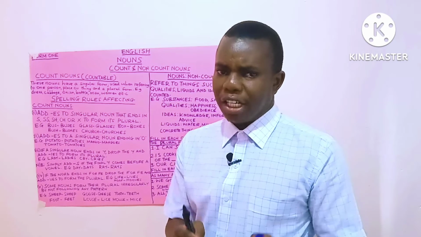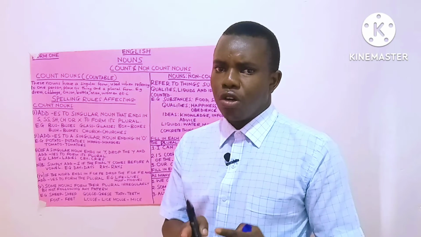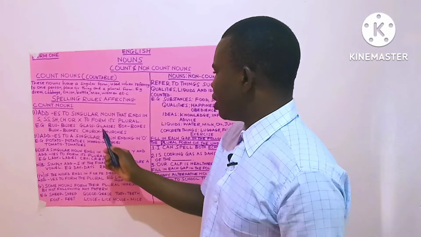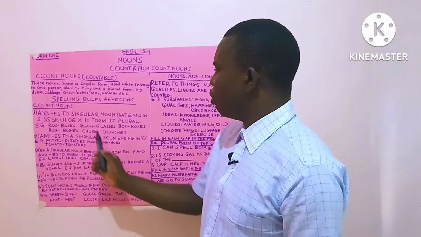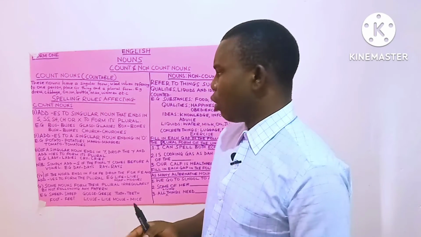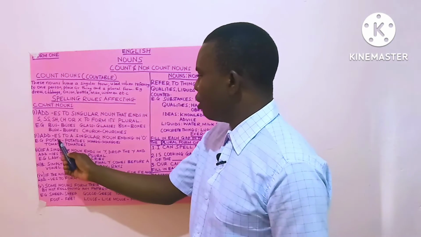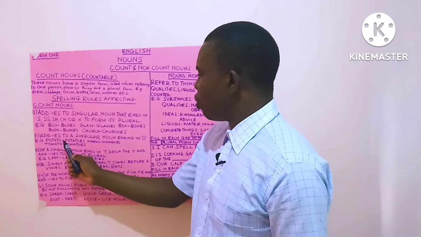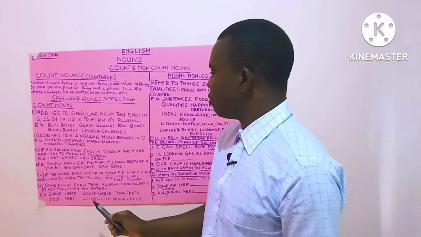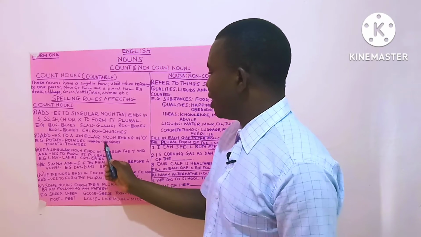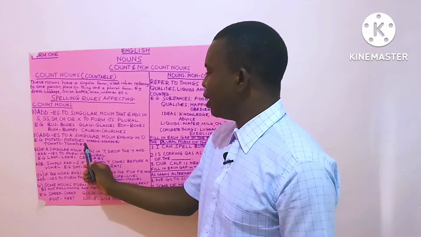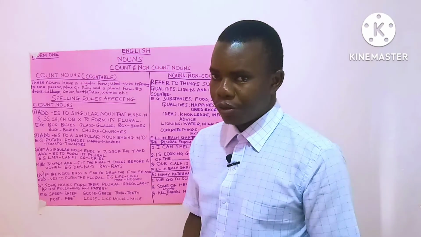Another spelling rule that is followed when forming the plural forms of count nouns is when a singular noun ends in O, we add ES to the noun to form its plural. Examples here are potato. In potato, we add ES after O to form potatoes. Mango, we add ES after O to form mangoes. Tomato, we add ES after O to form tomatoes.